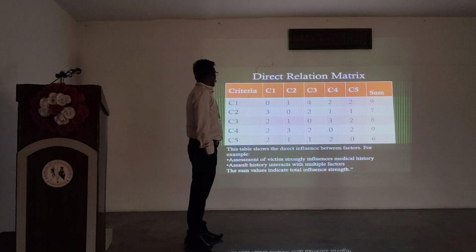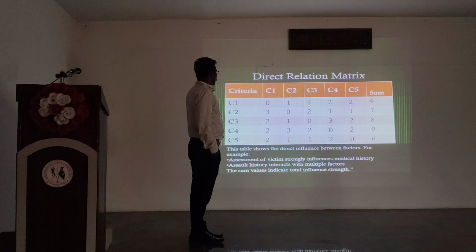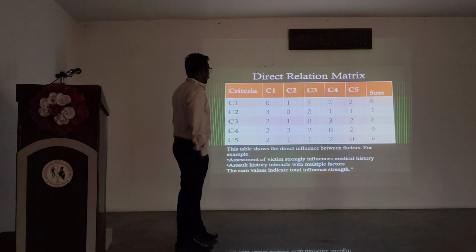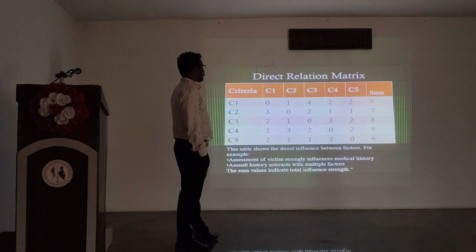This is the direct relation matrix. Five criteria using this table shows the direct influence between factors. For example, assessment of victim strongly influences medical history, assault history, and interacts with multiple factors. The sum values indicate the total influence strength.